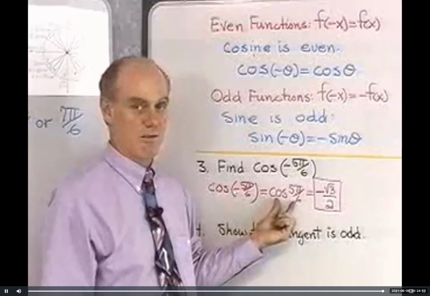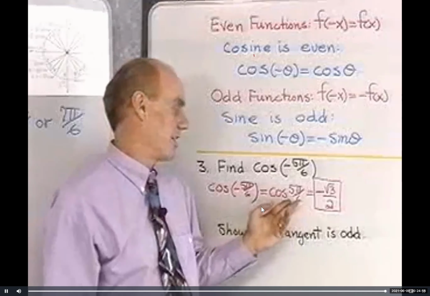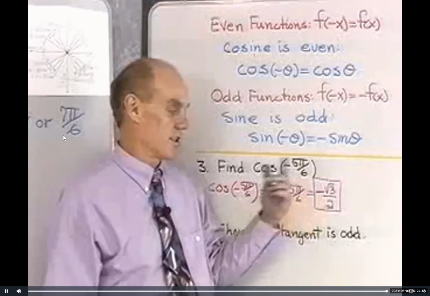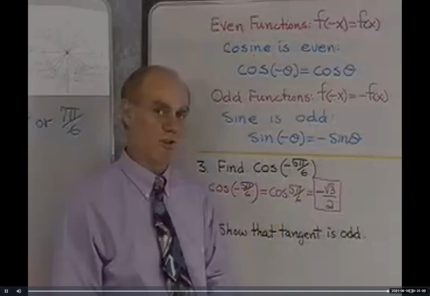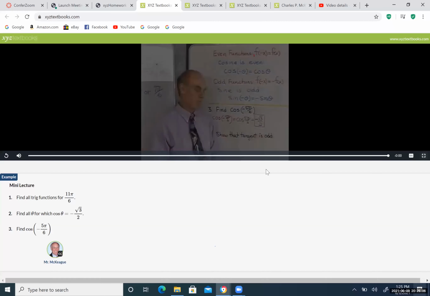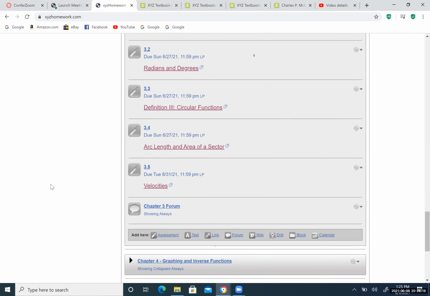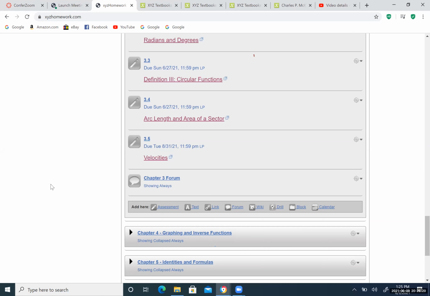Because cosine is an even function, I use the unit circle or whatever other means I have to find the cosine of 5 pi over 6. That turns out to be negative square root 3 over 2. All right, class, for proving tangent is odd, you don't have to worry about that. Let me double check one more time. We do have 3.4 and 3.5, and we're done.